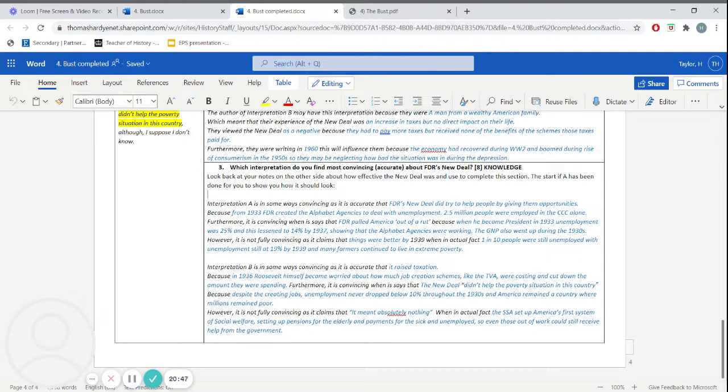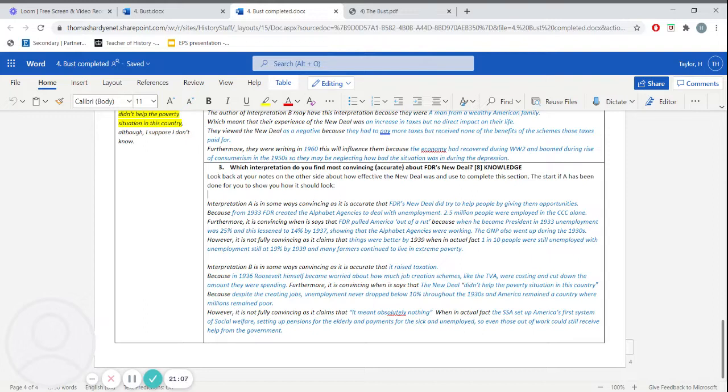So what I've done there is I've backed it up with a specific, as I can, piece of evidence. The more specific and the more detailed, the better. So here I've got a date when the alphabet agencies were created, and I've got that 2.5 million people were employed in the CCC alone. And then I've got another point here.